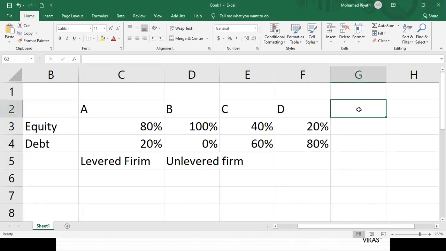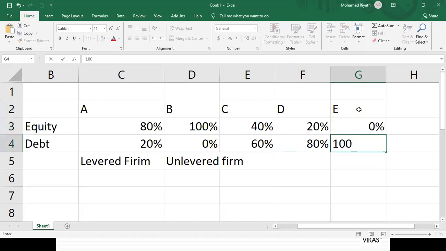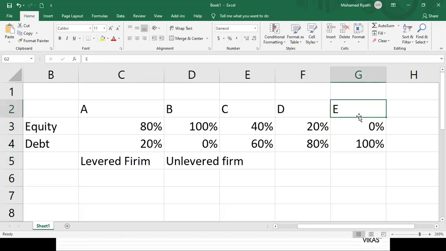Take company E: 0% equity and 100% debt. So company E is a totally, perfectly levered firm. In the real world, we can't observe this kind of company. Company E, totally levered firm, 100% debt, 0% equity. We can't find it. So when we compare C and D, D is the highly levered firm.